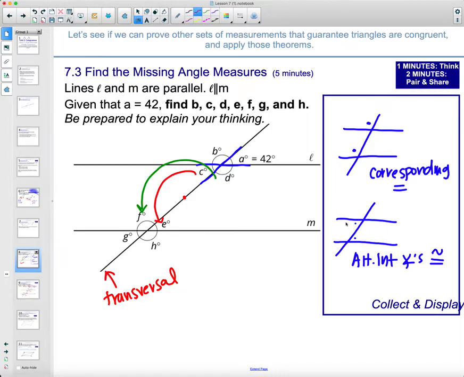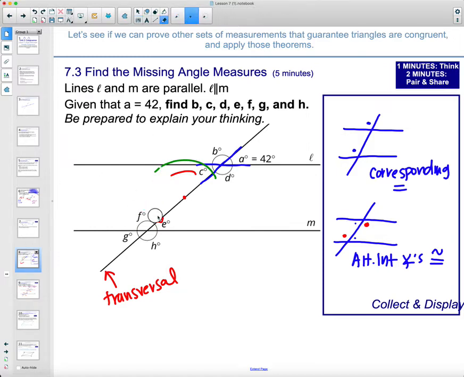So we've got that set, like C and E in the picture, or this set D and F, are called alternate interior. The ones outside of the two parallel lines that land on each other are alternate exterior angles.